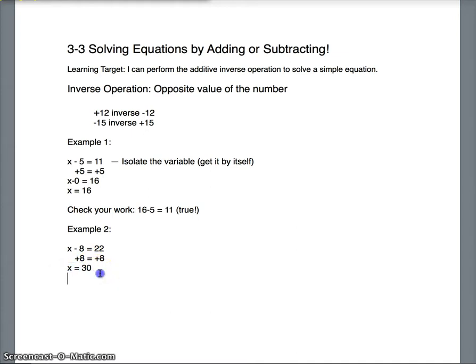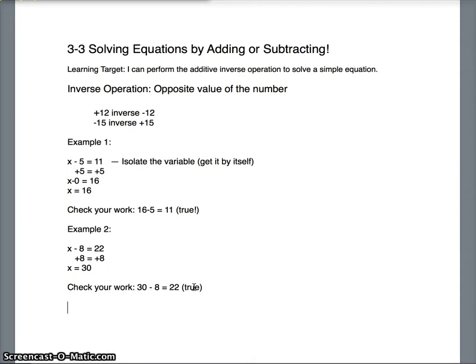So x equals 30. On these problems, always check your work because in math, you can always see if you got the right answer before you're finished. So we have x equals 30. Let's plug it back into our original problem. 30 take away 8 equals 22. That is the correct answer. This is a true statement. So 30 is the correct answer.